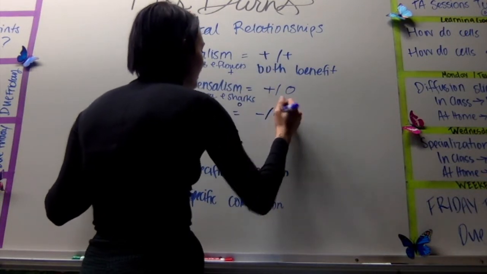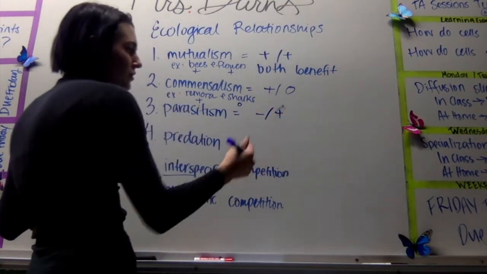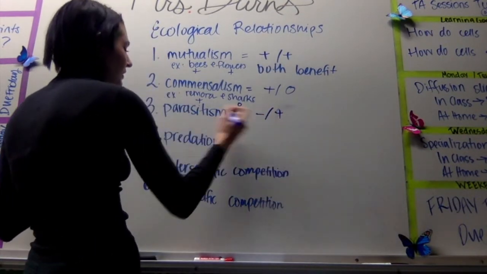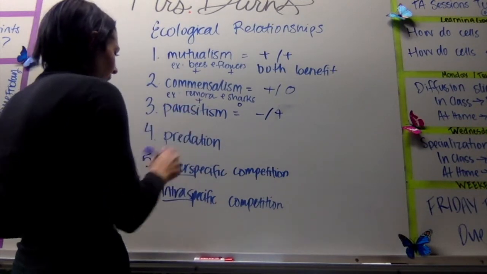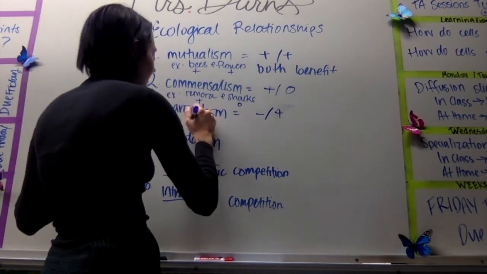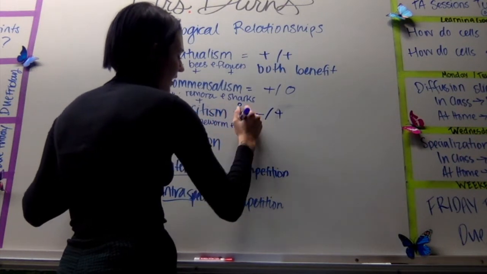Parasitism is a negative positive. So you have the parasite. We'll say, for an example, we'll do tapeworm because these are pretty common. Tapeworm and humans.